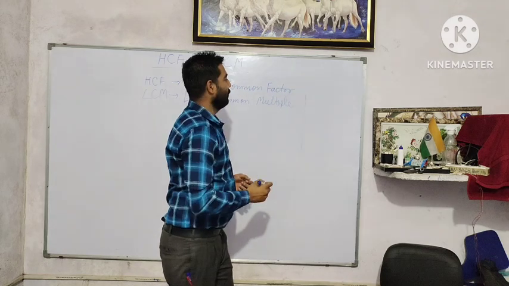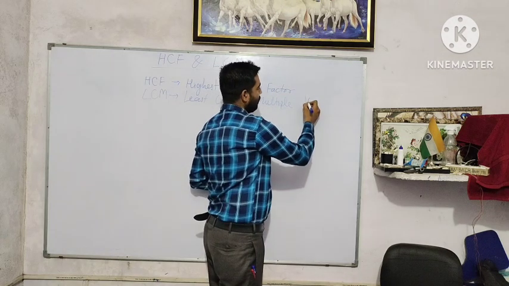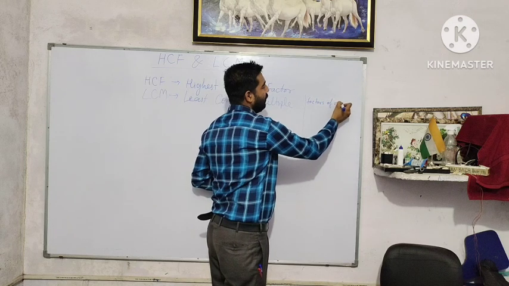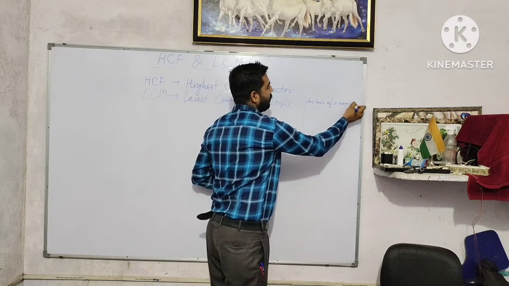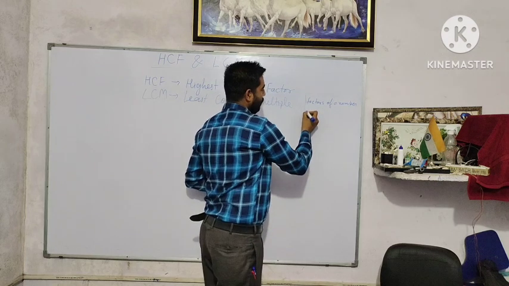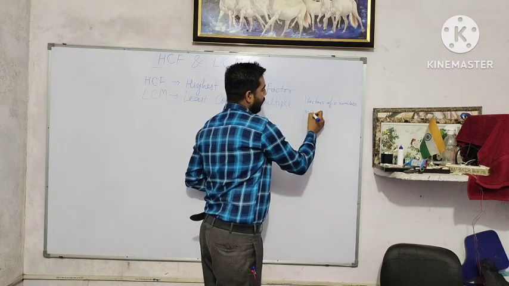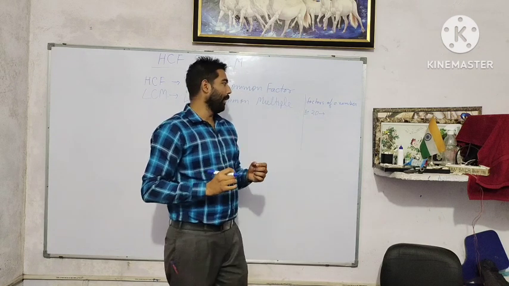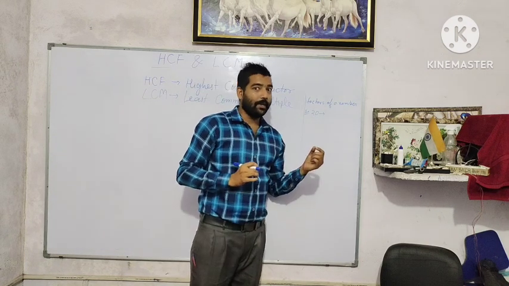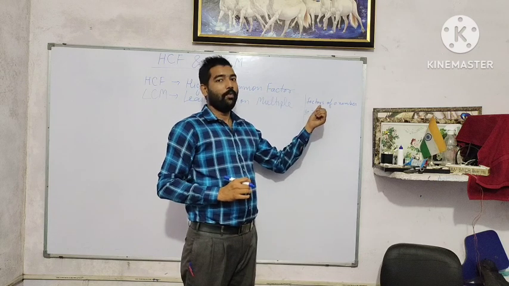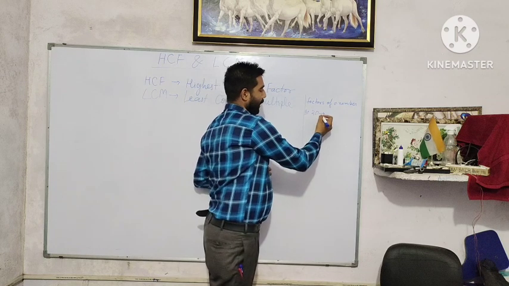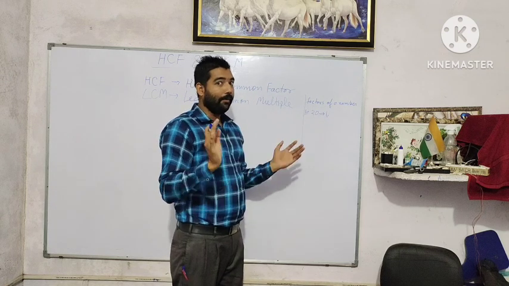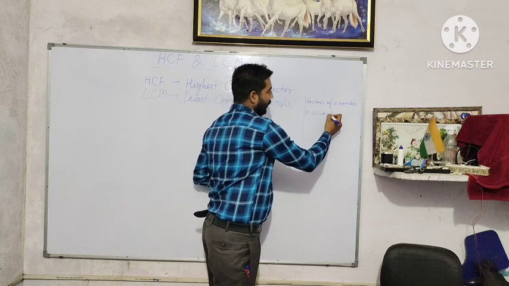Here on the corner, factors. Factors of a number. For example, 20. All the numbers which can divide 20 exactly are known as the factors of 20. As we know, 1 is a factor of every number because 1 can divide every number. So 1 and here 2.